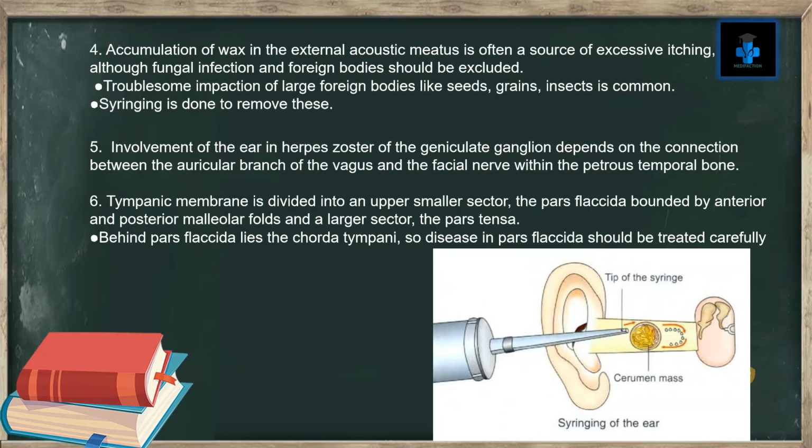Number six. Tympanic membrane is divided into an upper smaller sector which is the pars flaccida, bounded by anterior and posterior malleolar folds, and a large sector called the pars tensa, which is stretched. Behind pars flaccida lies the chorda tympani, so disease in pars flaccida should be treated very carefully.